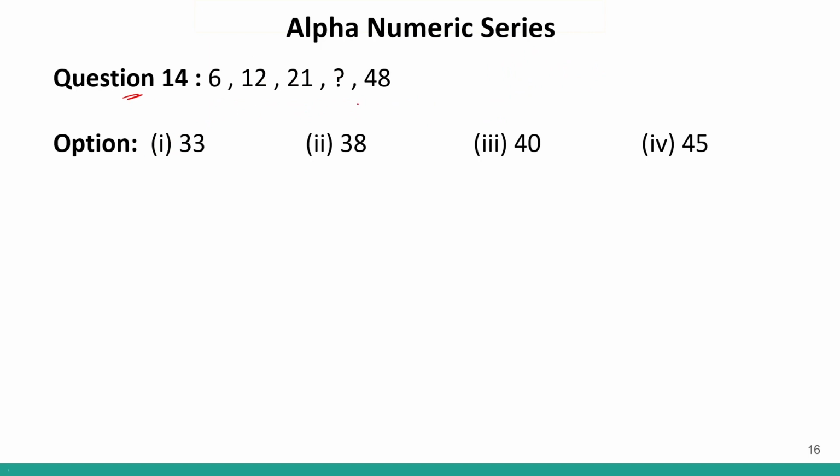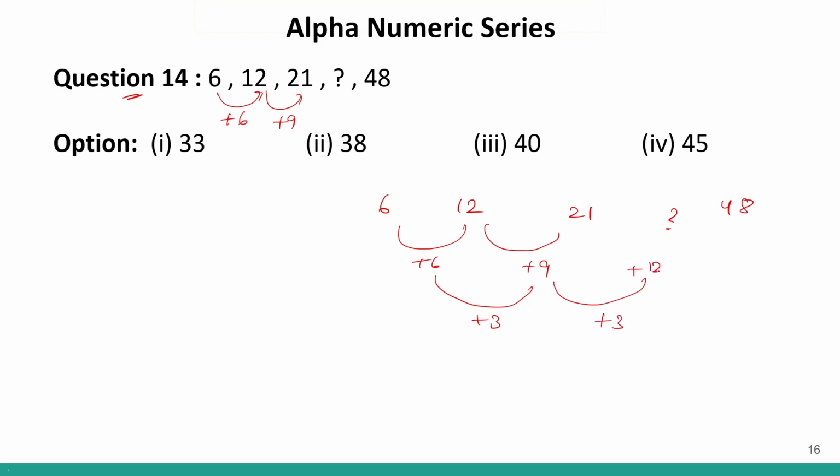Then we have question number 14. 6, 12, 21 and 48. Smaller numbers. So this is basically plus 6, and from 12 to 21 is basically plus 9. So maybe we are adding from 3. This is plus 6, this is plus 9, so maybe this is plus 3. So the next term will be plus 12. If I add 12, I'll get 33. The difference between 33 and 48 is 15, and the difference over here is plus 3. So the missing term is 33. 33 logically follows 21 and 48. So the answer will be option number 1, 33.